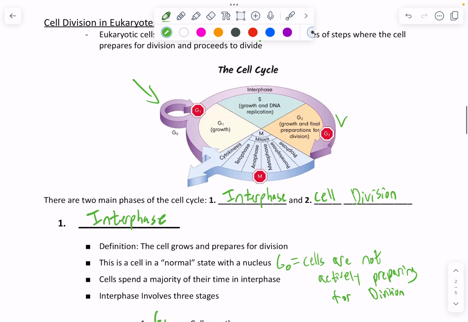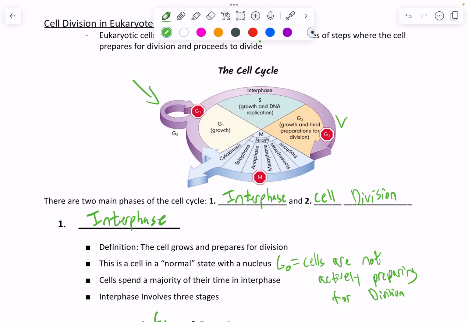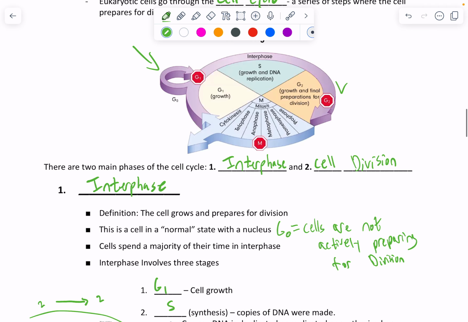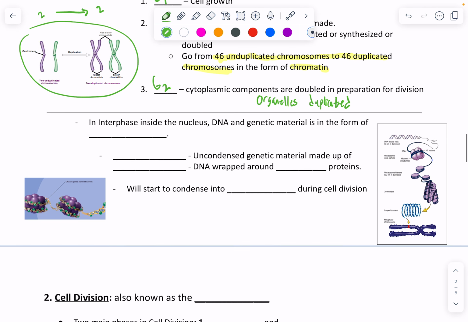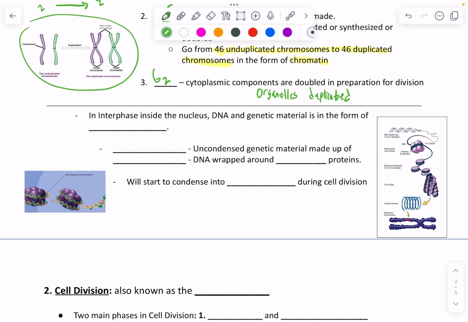So you can kind of see a cell spends a majority of its time in interphase, and once it gets to the actual cell division part, that happens quite quickly, but it's also where more of the content is and where more of the vocab is that we need to know about. But in interphase, inside the nucleus, the DNA and genetic material is in the form of what we call chromatin.